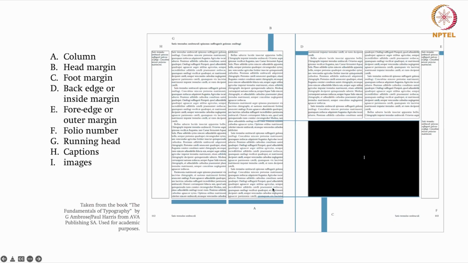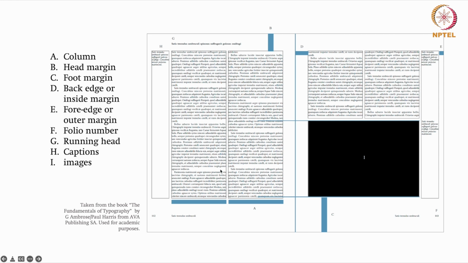So if you look into this grid, the areas have been highlighted with blue. For example, this is the foot margin, this is the back edge or inside margin, this is space, and this is the head margin. Then you have columns, a thin and a thick column. Here the columns are not equally divided, but it depends on the content and layout. The designer picks any width of the column as per the requirement.